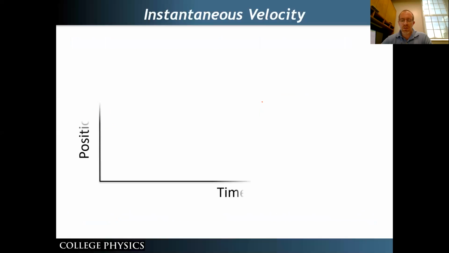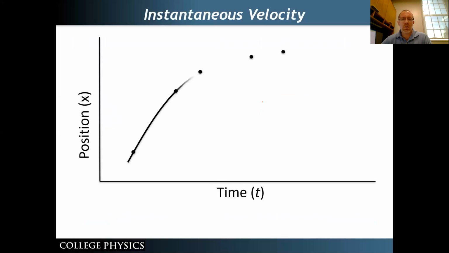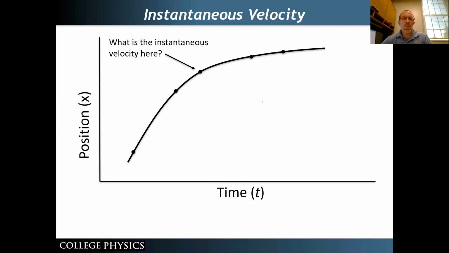So let's take a look at this position versus time graph. On this position versus time graph, it's not a nice straight line. It's got a bit of a curve to it. But what happens if we want to figure out the velocity at some specific moment, maybe right there? Well, it would be nice to be able to figure out the slope of the line. So how would we do that?